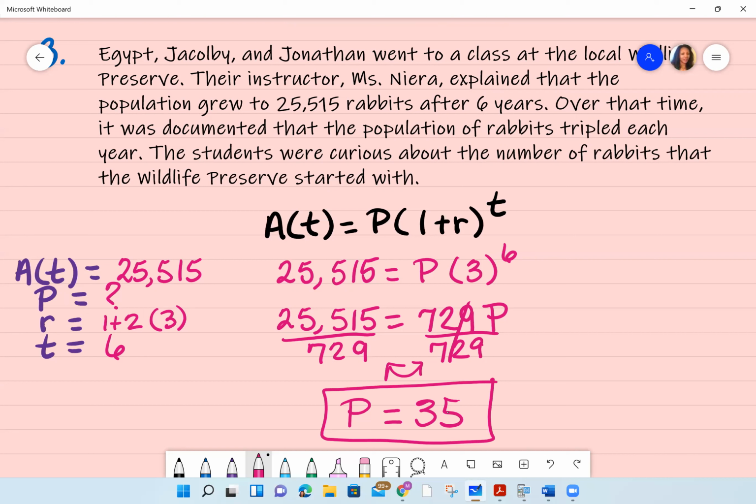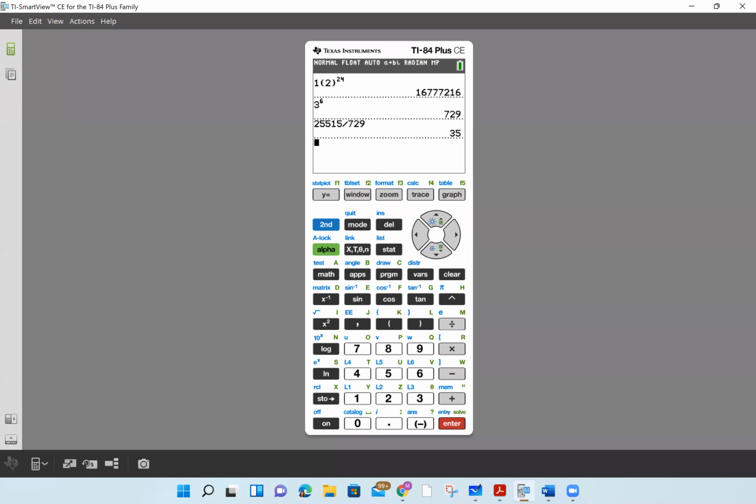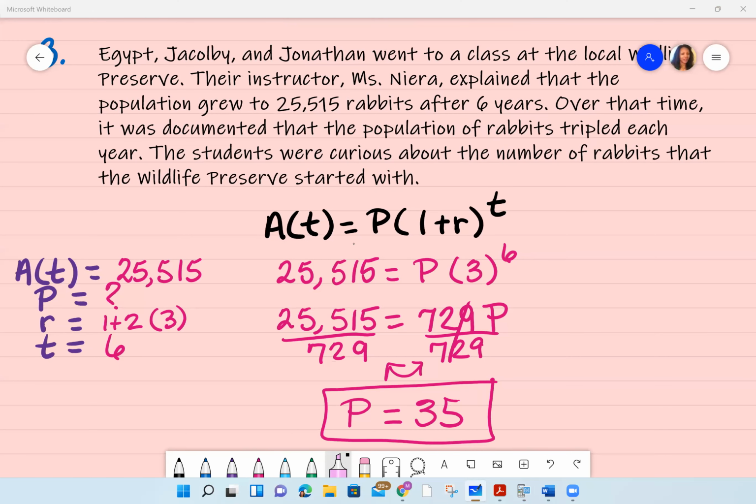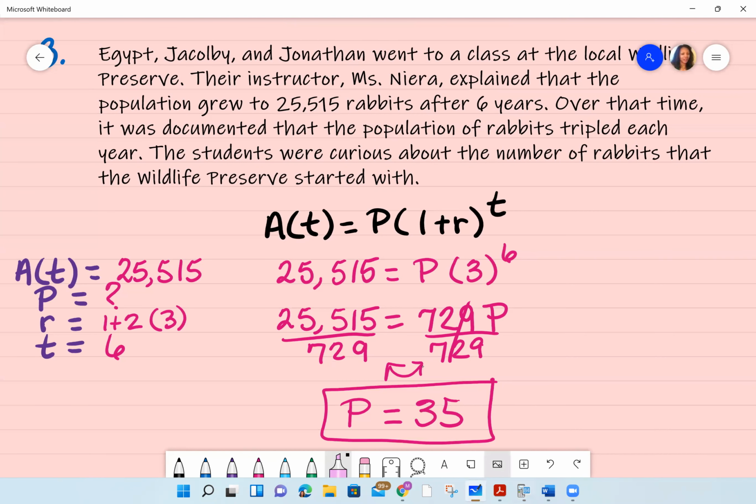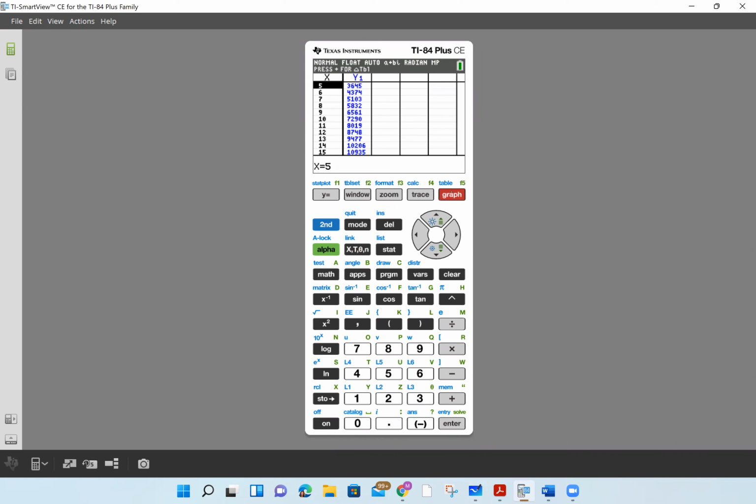So again, for those people who want to know how to do this in the calculator, I'm going to the Y equals button and I'm putting in the right-hand side. Instead of using P, I'm going to use X. So let's go to my calculator. Y equals, if something's there, clear it out. I'm going to put X in the place of P, and then I'm going to do parentheses 3 to the 6th power. What I am looking for in my table is Y equals 25,515. So if I go to second graph and I look at my numbers, well, I see at 15, it's only 10,935.